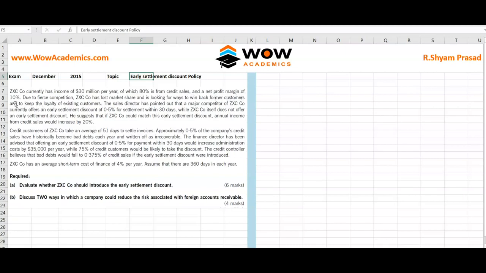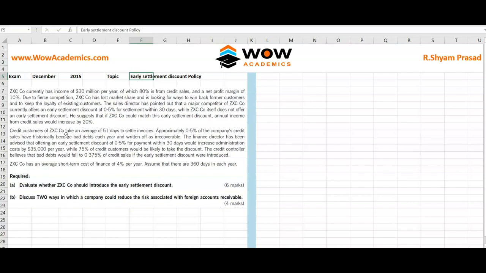a net profit margin of 10%. Due to fierce competition, ZCO has lost market share and is looking for ways to win back former customers and to keep the loyalty of existing customers. The sales director has pointed out that a major competitor of ZCO currently offers an early settlement discount of 0.5% for settlement within 30 days, while ZCO itself does not offer any early settlement discount. He suggests that if ZCO could match this early settlement discount, annual income from credit sales would increase by 20%.